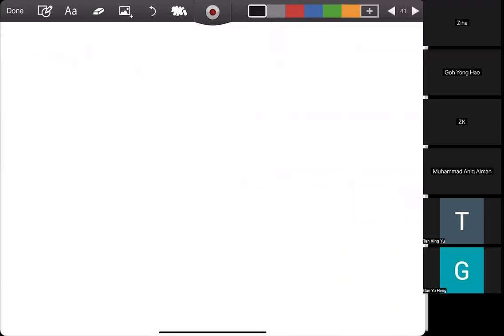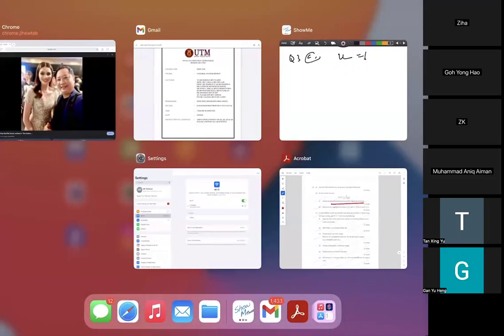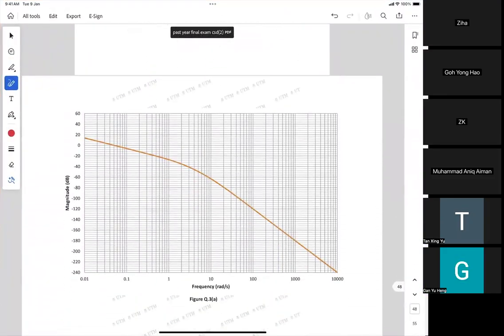Okay, question 3C. K equal to 1. The plotting is given. Okay, this is the plotting. No transfer function given.